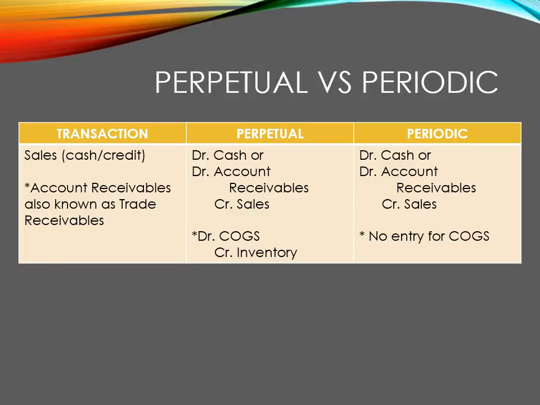So you have additional work to record the cost of goods sold and update the inventory that has been sold. For the periodic inventory system, we have no entry at all to update the cost of goods sold. That is the difference.